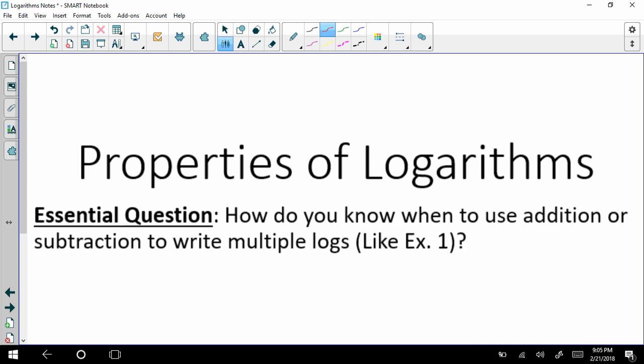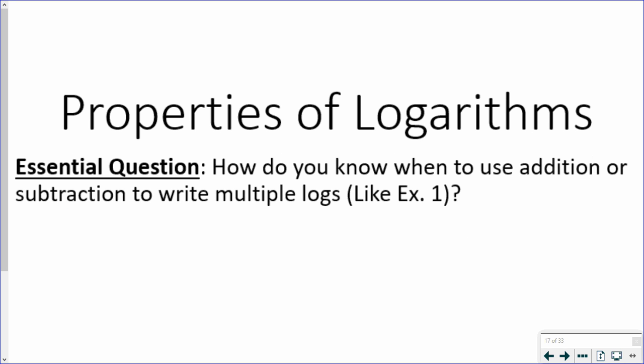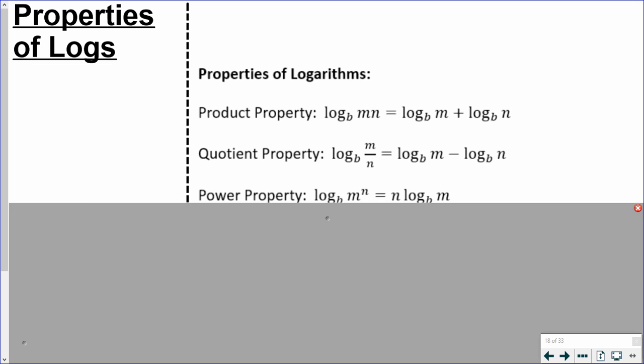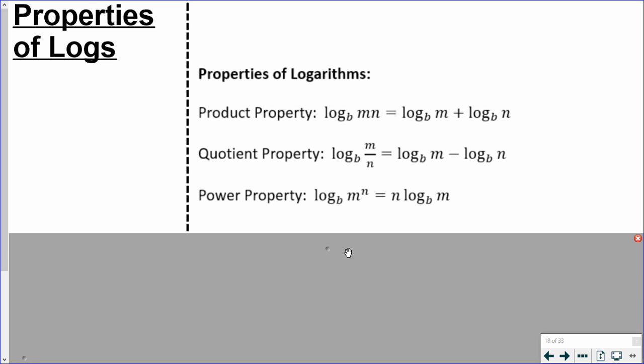Okay, so this is properties of logarithms notes. The central question is, how do you know when to use addition or subtraction to write multiple logs, like example 1? So properties of logs is our main idea today, so make sure you write that in the left-hand column. So I put these properties in here for you.